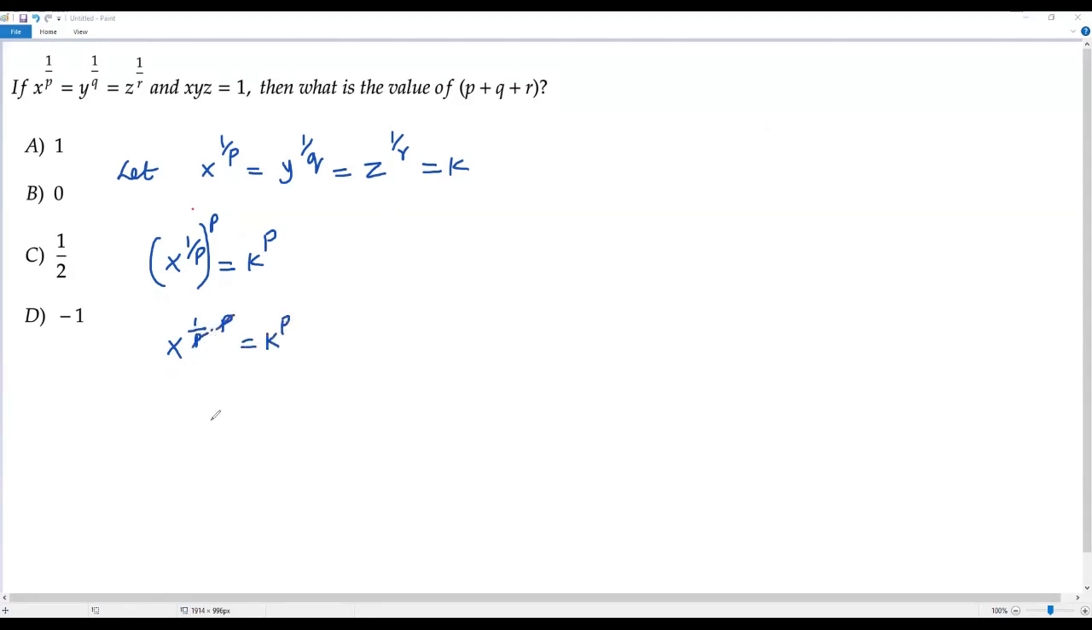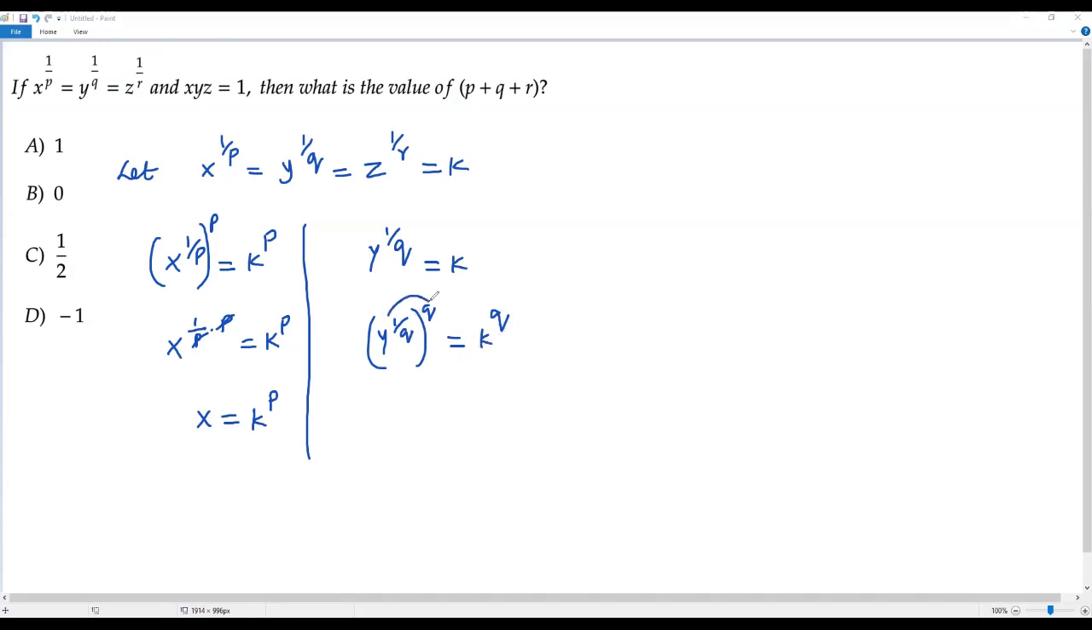I'm getting x to the first power, and x to the first power is just x. Then I'm getting x equals k to the power of p. Now I've solved for x by equating the first term to k. Now let me equate the second term, y to the power of 1 over q, to k, and solve for y. Then I'm getting y to the power of 1 over q equals k. The same thing: to get rid of the exponent, I have to raise both sides to the power of q. Then I'm getting y to the power of 1 over q to the power of q equals k to the power of q.